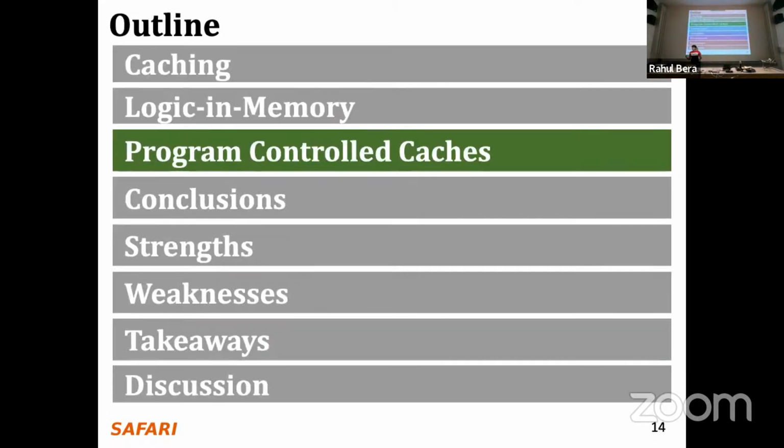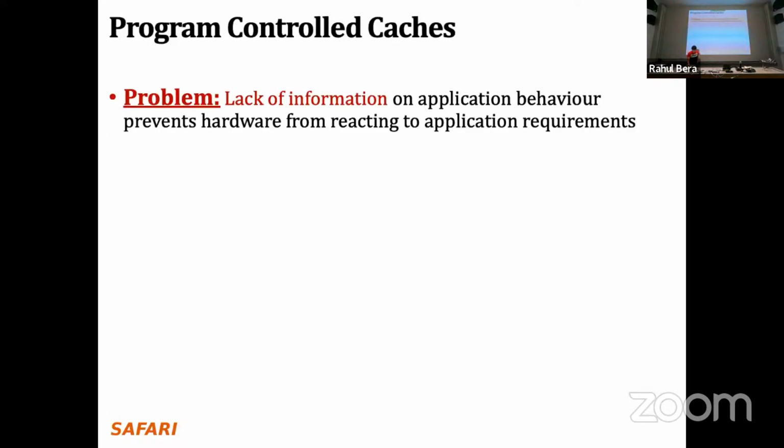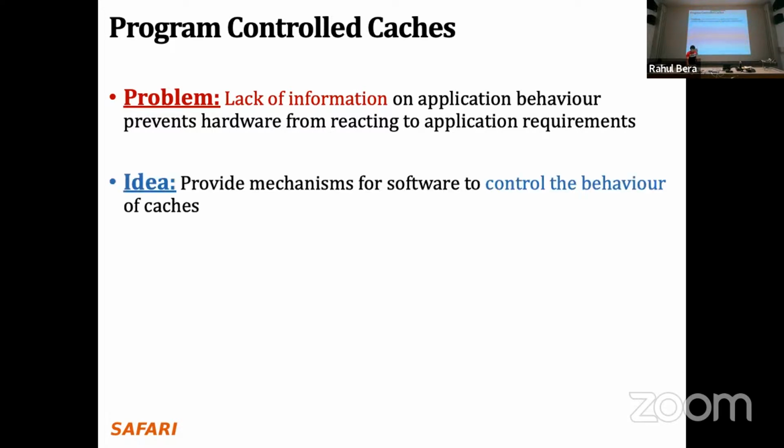So now let's move on to program-controlled caches and how programs can actually provide hints to caches or control caches using provider operations. The problem is that hardware can't really adapt to the way software works. It cannot take hints from software, or can't really work based on the characteristics of each application. So the idea is that we are going to provide mechanisms for software to control the way caches behave and to control the operations that are being performed on caches.